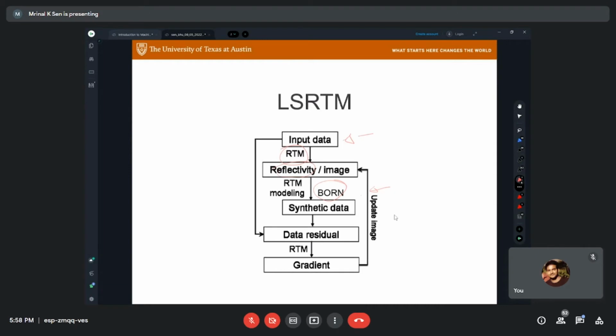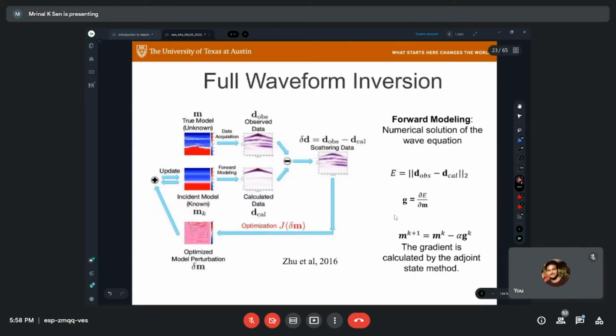But this is not something that I want to talk about. We're going to talk about FWI. So what is done in FWI? In FWI, let's say that this is the model that we're after. We don't know what the model looks like. All we have is a bunch of shot gathers. Okay.